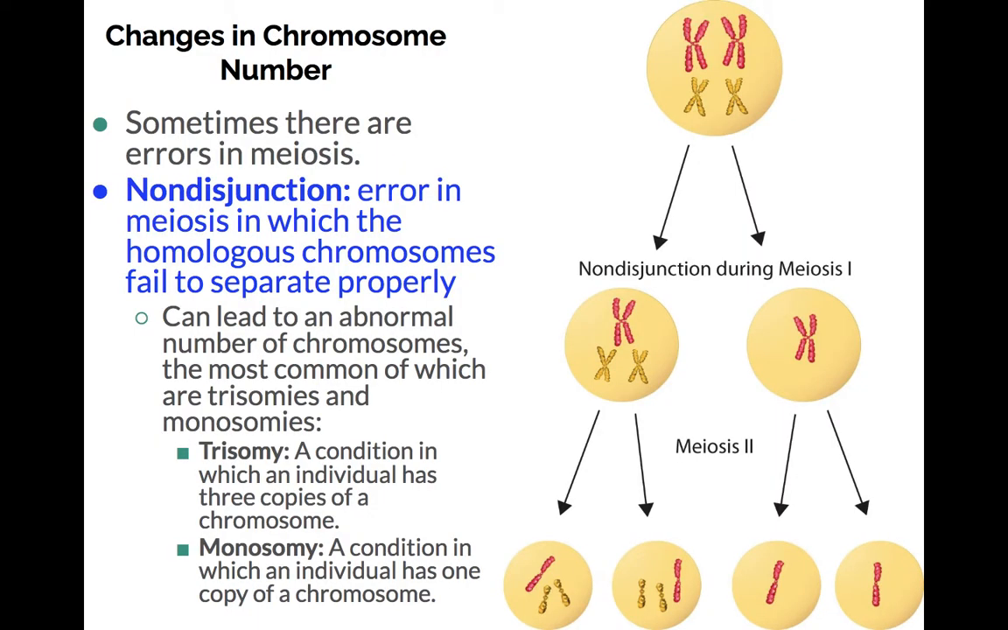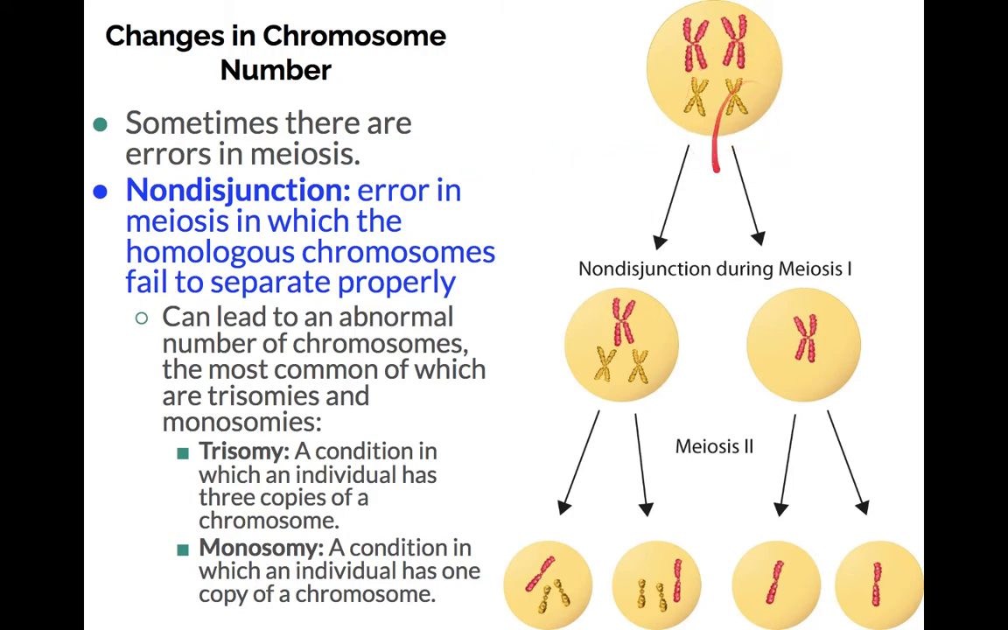So then we can also have some changes in our chromosome number, and that sometimes results from an error in meiosis. And remember, we're talking about meiosis here because we're referring to the production of gametes, right? So production of gametes, meiosis. So non-disjunction is the error in meiosis in which the homologous chromosomes fail to separate properly.